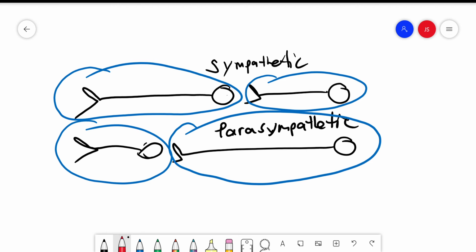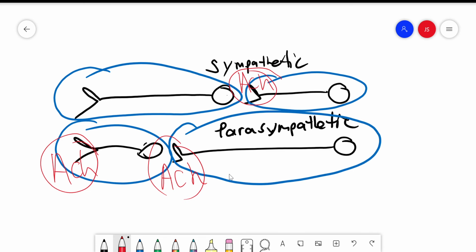The primary neurotransmitter used in the parasympathetic nervous system, and at these junctions the only one, is acetylcholine here and acetylcholine here. In the sympathetic nervous system, we have acetylcholine used here, released from the preganglionic fiber, and we have norepinephrine released by the postganglionic fiber in the sympathetic nervous system.